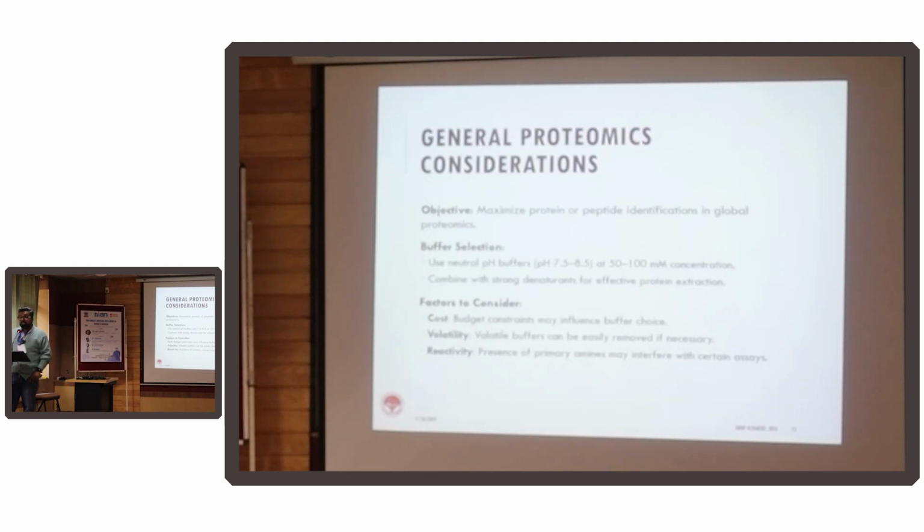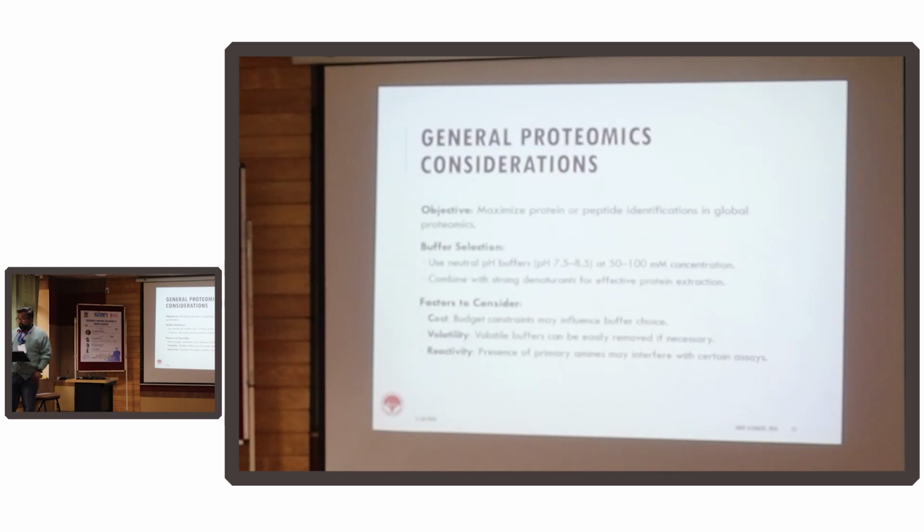Next, volatility. Most of the buffers that we use, like ammonium bicarbonate, are volatile buffers. You can just sublimate it, right? A good way of getting rid of a buffer is to just dry it on a speed vac, and it will just sublimate. So you get rid of the buffer easily.